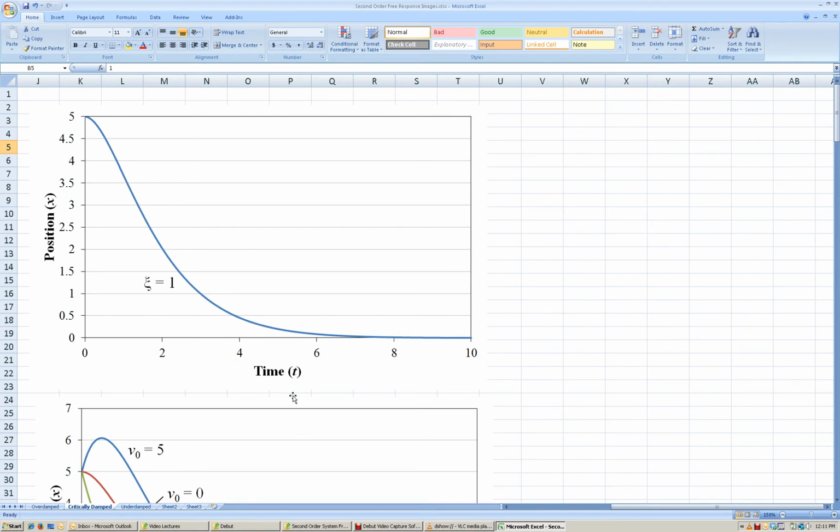Okay, so a critically damped system is like an overdamped system. It's just the fastest responding overdamped system before we get into an underdamped system where we're going to see oscillations.